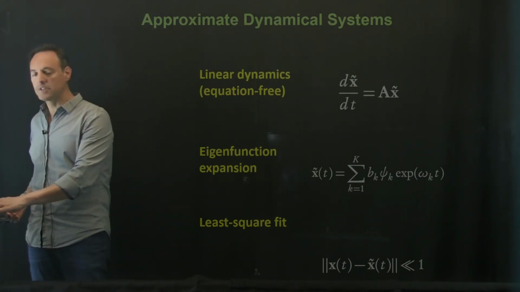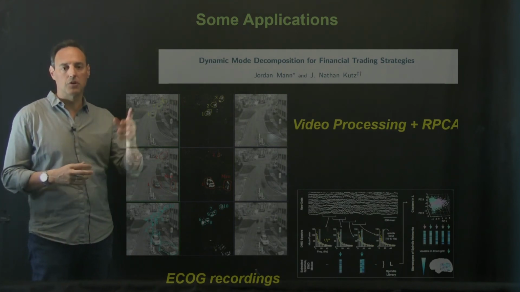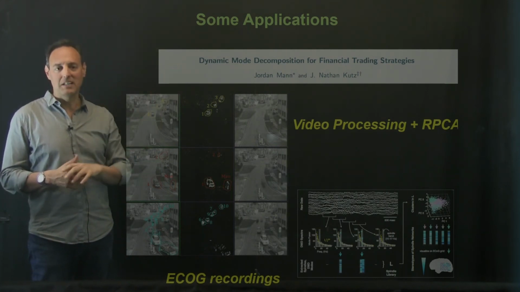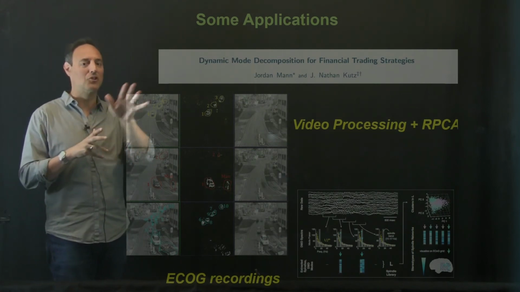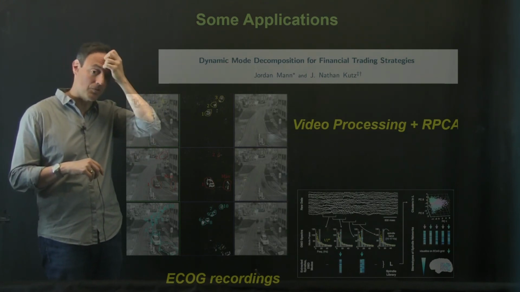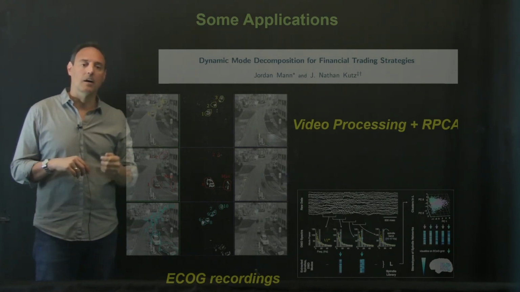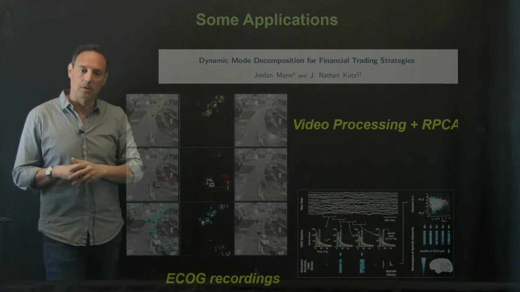Now, where can you use this? Turns out it's been used widely now across different fields. You can do financial trading strategies with this because now you can take snapshots of the market data and look to see which way it's going, make some trading decisions off of that. I point you to this paper here with a student of mine, Jordan Mann. And this was when I spent the year at Harvard in 2012-13. We worked on this here.